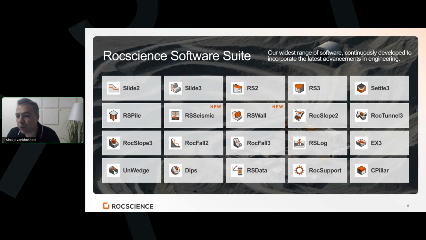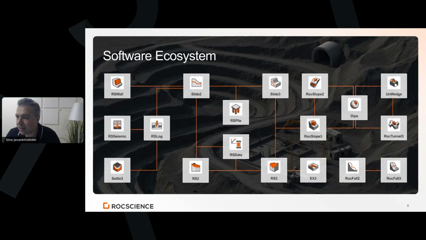We have 20 programs, as you can see here, including Slide2, Slide3, RS2, RS3, and 2 new programs, RS Seismic, which used to be Deep Soil, and another new program under the umbrella of Slide and Limit Equilibrium team, which is RS Wall. This is the software ecosystem at Rock Science.